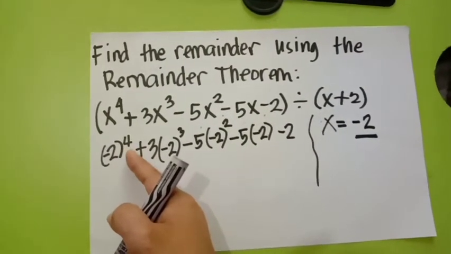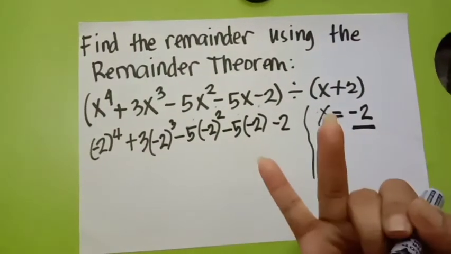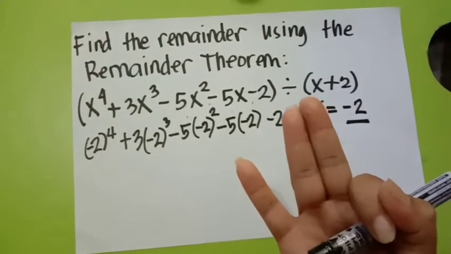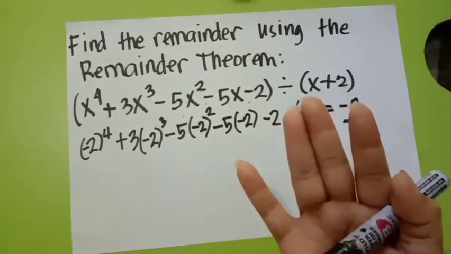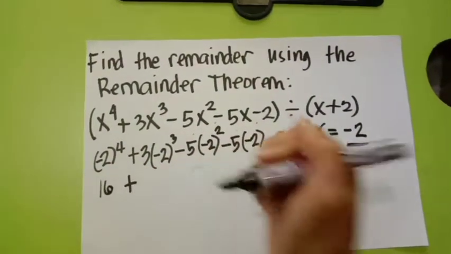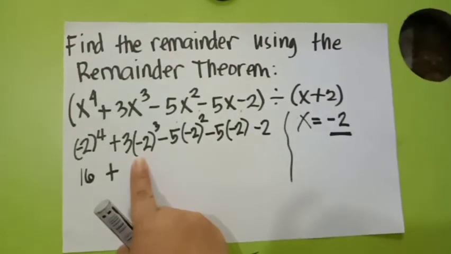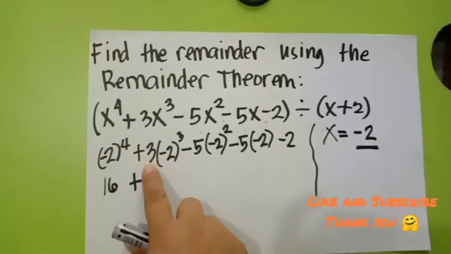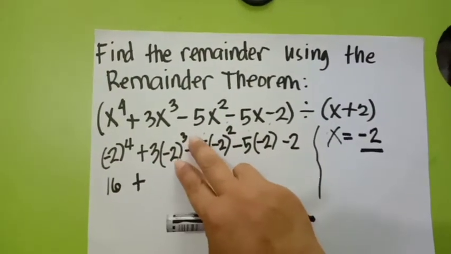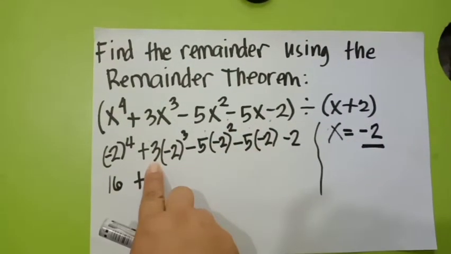Negative 2 raised to the fourth power, 4 na negative 2. So that will be negative 2 times negative 2, positive 4. Positive 4 times negative 2, negative 8. Negative 8 times negative 2, positive 16. So this will be positive 16 plus, eto, minsan dito nagkakaroon ng mistake. Yung iba, minumultiply 3 times negative 2 and then raised to 3. That is wrong. Unahin nyo palagi yung may exponent. So, dapat negative 2 raised to 3, then saka imumultiply sa 3.